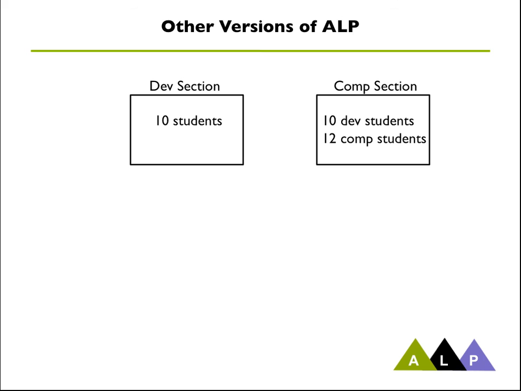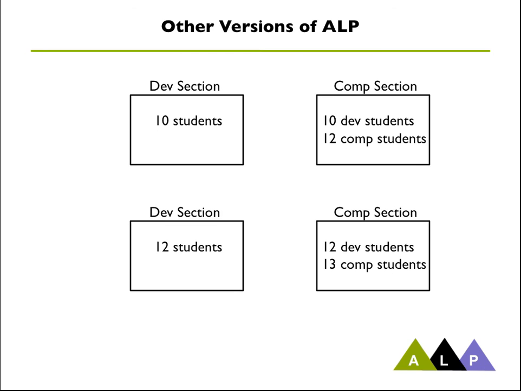I wanted to end by talking just for a few minutes about some other possible models. Some schools, for example, have as many as 10 students in the developmental section and maybe 22 in the comp section. Or even, at another school, there are 12 students in the developmental section and 25 in the comp section. Now, of course, the bigger the class sizes, we think you'll probably lose some of the positive effects, but not all of them. And we all live in a real world.